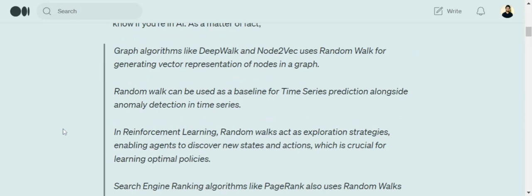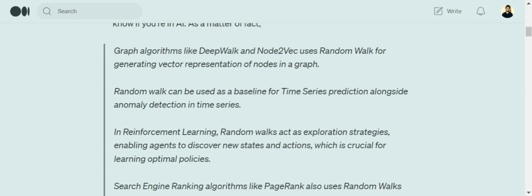If you wish to know its importance, in graph learning, when we'll be discussing graph neural networks, there are algorithms called DeepWalk and node2vec, which are used for node vectorization, where they use random walk. Random walk is also used as a baseline algorithm for time series prediction. If you have heard about weak learners in classification, random walk can be taken as a weak learner for time series.